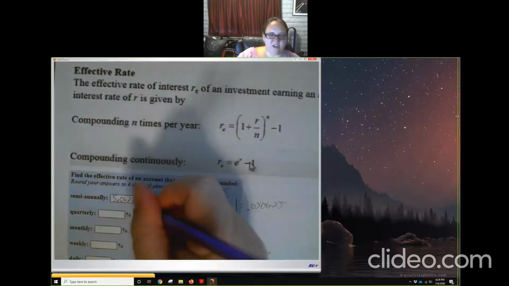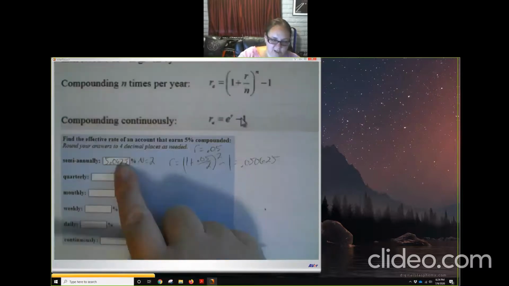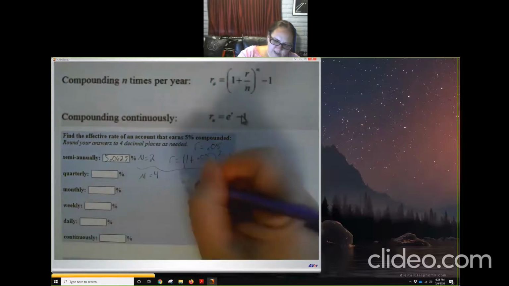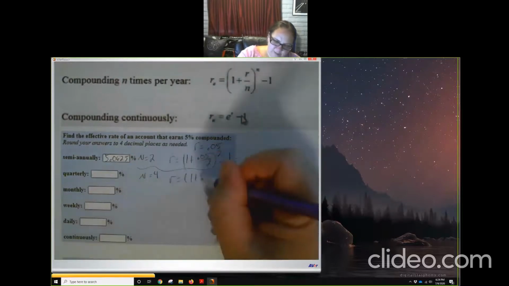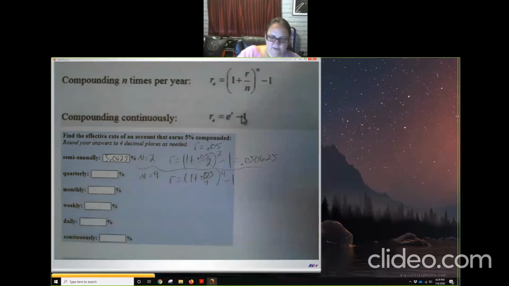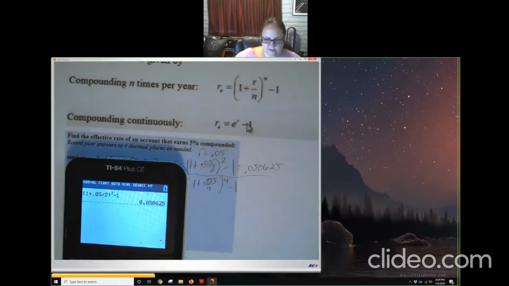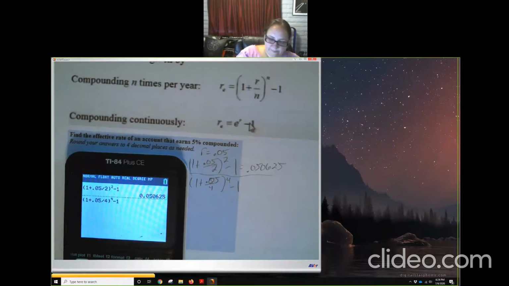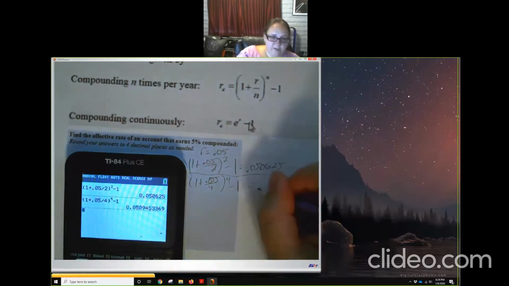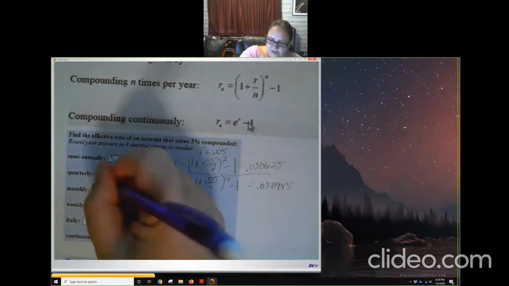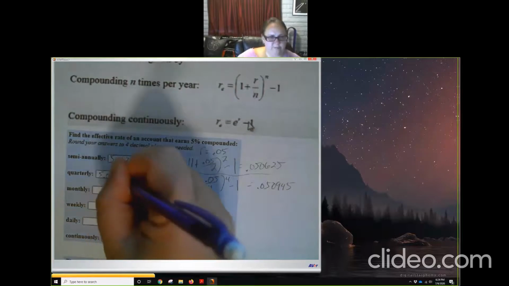So that's the little bit of extra that you earn because you compound more often than annually. So then quarterly n would be 4, and you would say 1 plus 0.05 divided by 4, to the 4, minus 1. That gives 0.050945. Move the decimal point over twice, and you have 5.0945.